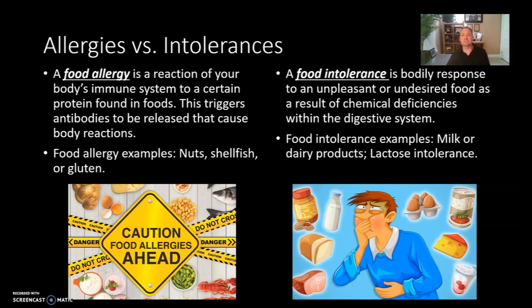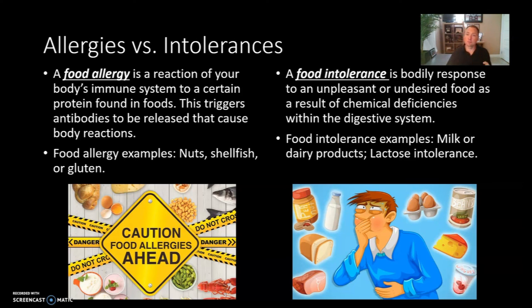Now, allergies versus intolerances. A lot of people confuse the two. Well, a food allergy is a reaction of your body's immune system to a certain protein that's found in the food. This will trigger and cause antibodies to be released that then cause further body reactions. Okay, so food allergy examples would be certain nuts, peanut butter, shellfish such as crab or lobsters, or even gluten that's found in bread products.